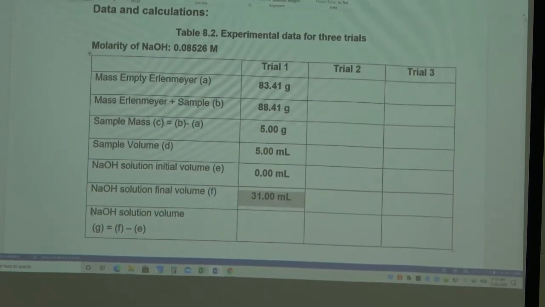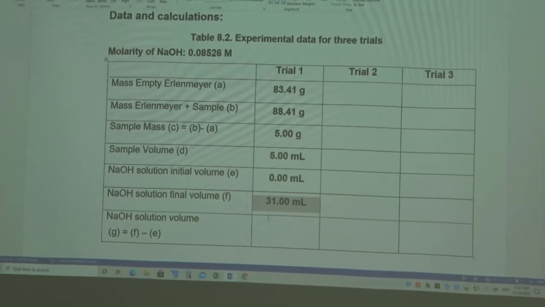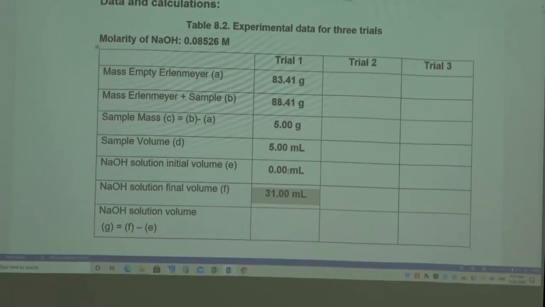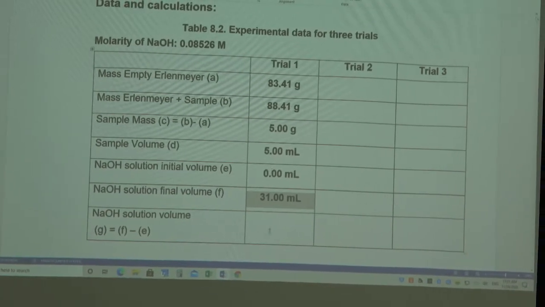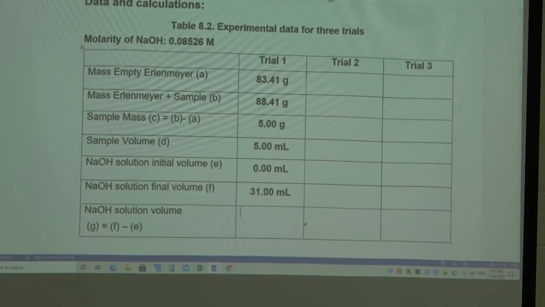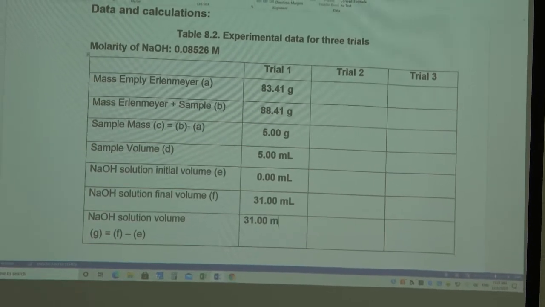The volume of sodium hydroxide that was used is going to be the final volume in the burette minus the initial volume. Since the initial volume is 0, then the amount of sodium hydroxide used is going to be 31.00 milliliters.